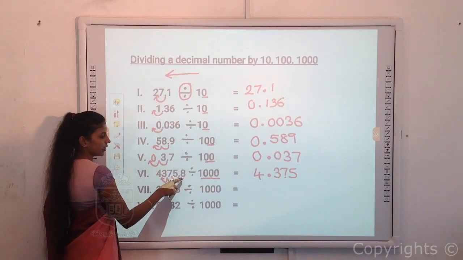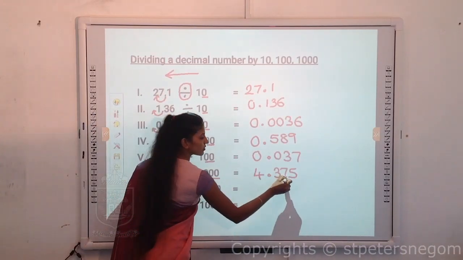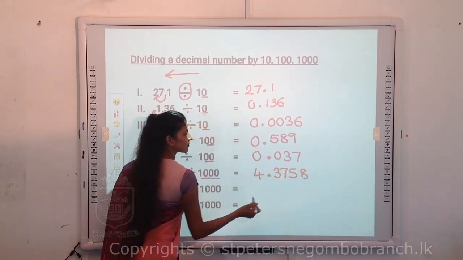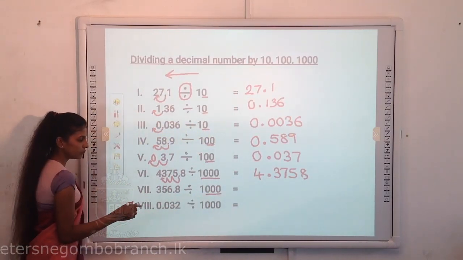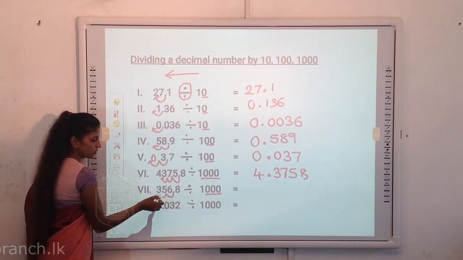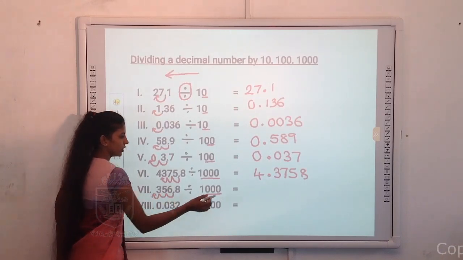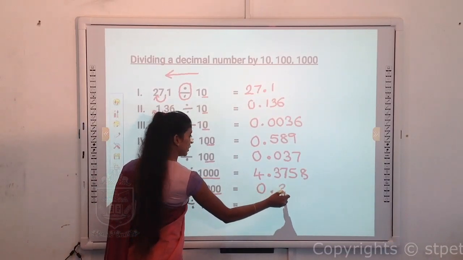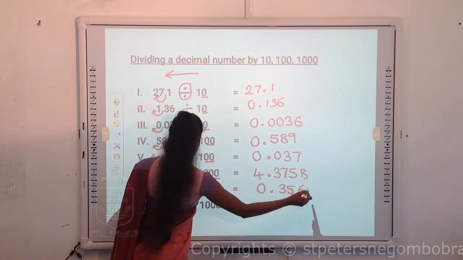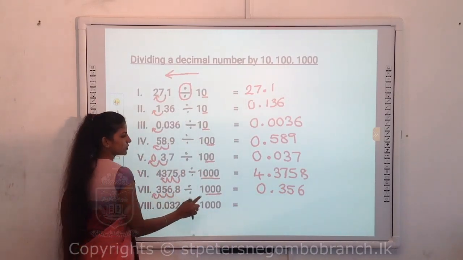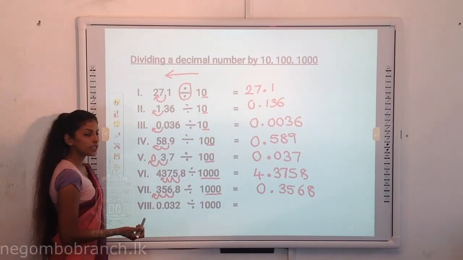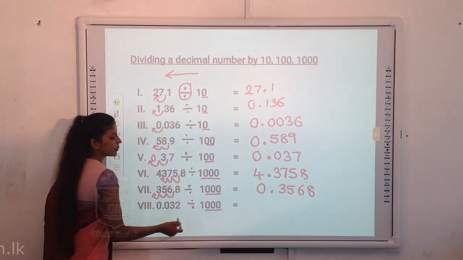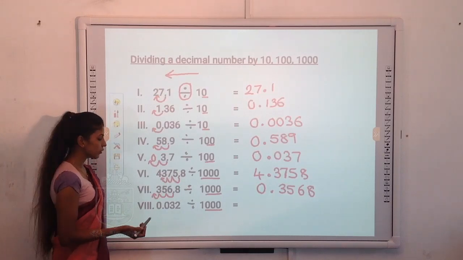4.375. And at the end you have 8. Right. Next, again 3 zeros. 3 moves should be taken. 1, 2, 3. So here 0.3568 is the answer. Last example, that is also division by 1000, where you have 3 zeros.